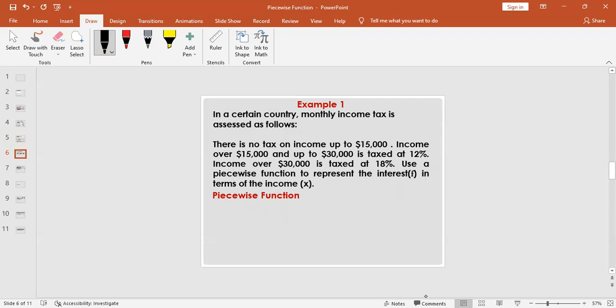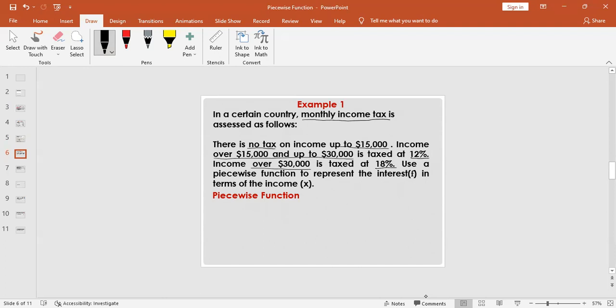In a certain country, monthly income tax is assessed as follows. There is no tax on income up to $15,000. Income over $15,000 up to $30,000 is taxed at 12%. And in the last condition, income over $30,000 is taxed already at 18%.